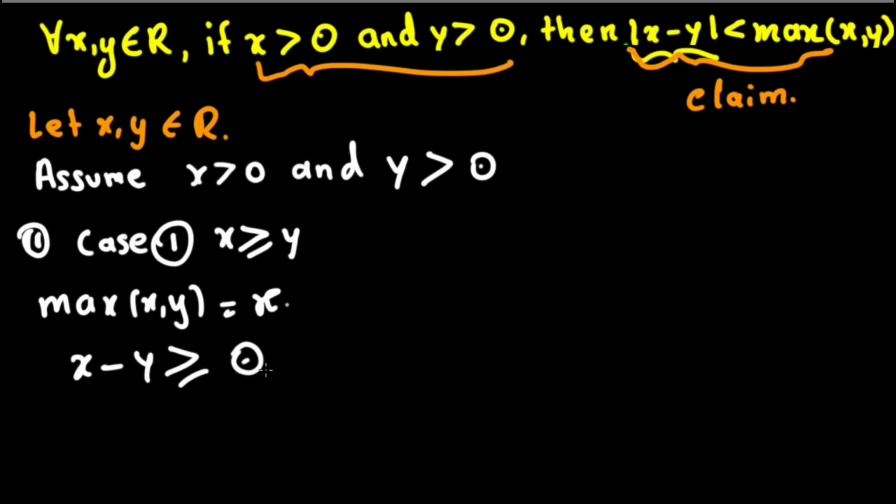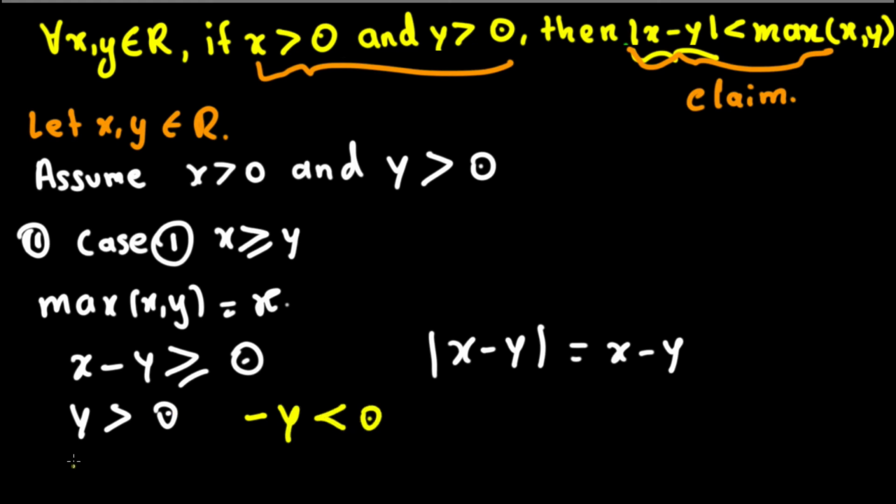If x minus y is greater than 0, then the absolute value of x minus y is going to be equal to x minus y. We are going to use this later. Also, we know that y is greater than 0. If y is greater than 0, then the opposite of it is negative: negative y is less than 0. Sometimes y can be a negative number, but since we are given that y is greater than 0, it is definitely positive. Therefore negative y should be less than 0.